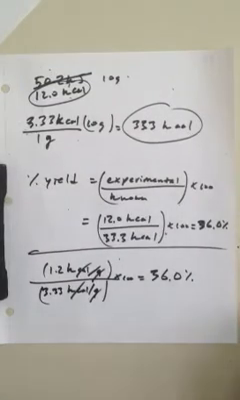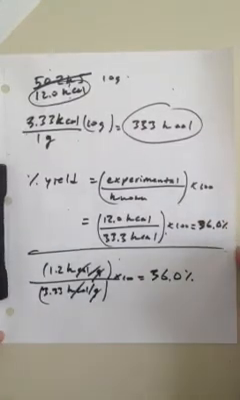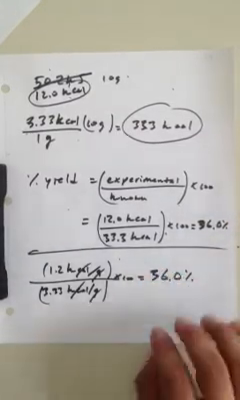Most stoves are around 30%. A couple years ago, we did the efficiency of the camping stoves that the outdoor club has, and we got around 30%, which is not so bad.